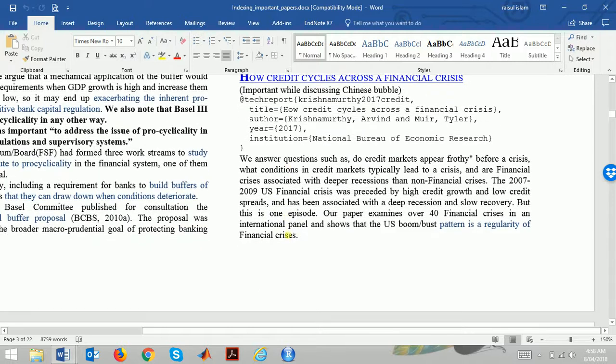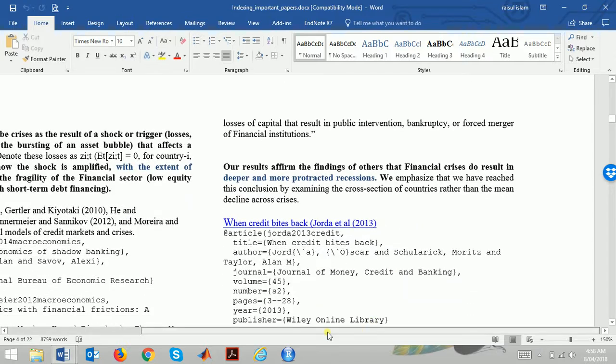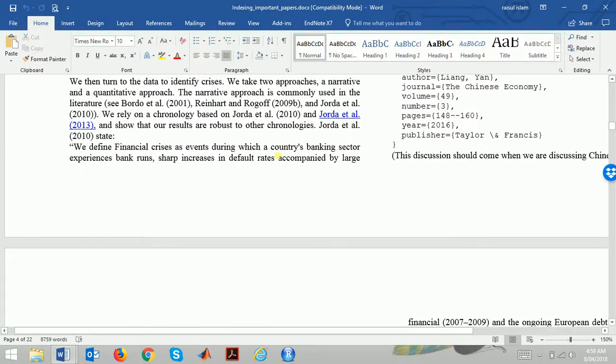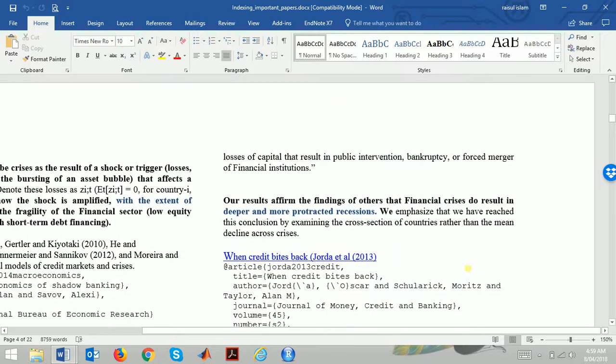In an international panel, the study shows that the boom-bust pattern is a regular feature of financial crises. Theoretical models describe crisis as the result of a shock or trigger that affects a fragile financial sector. Theory shows how the shock is amplified, with the extent of amplification driven by the fragility of the financial sector. Our results affirm the findings of others that financial crises do result in deeper and more protracted recessions.